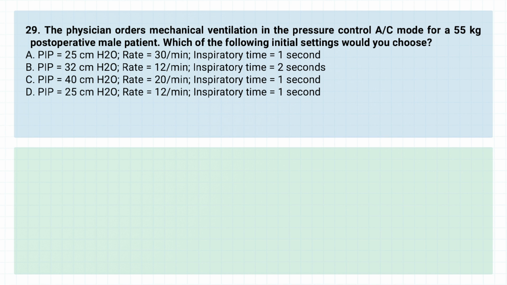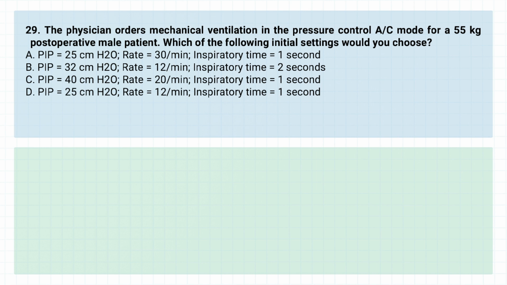Number 29. The physician orders mechanical ventilation in the pressure control, assist control mode for a 55 kilogram post-operative male patient. Which of the following initial settings would you choose? A. A peak inspiratory pressure of 25, a rate of 30 breaths per minute, and an inspiratory time of 1 second.